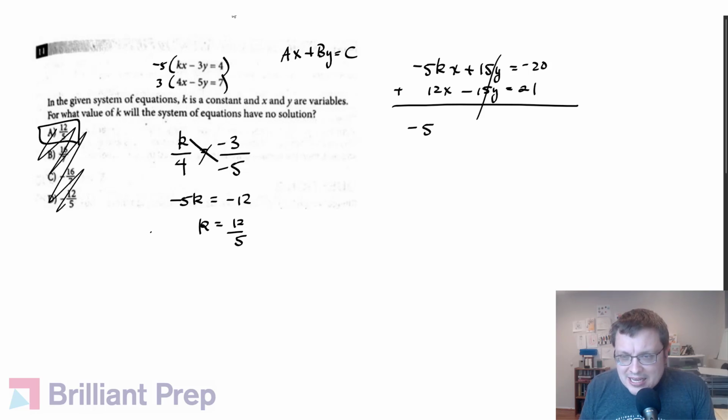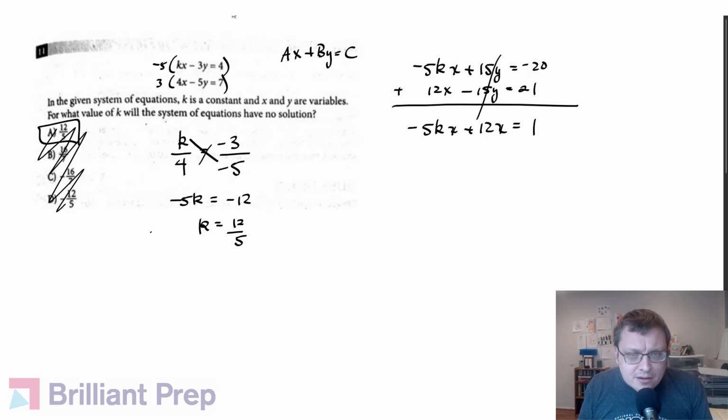So I'm going to get -5kx plus 12x equals 1. Now this is where you might get a little stuck if you're trying to do this method, because normally we wouldn't have this k. We'd be able to solve for a value of x. But the point is there is no value of x, right? This has no solutions. So how do we deal with that here?